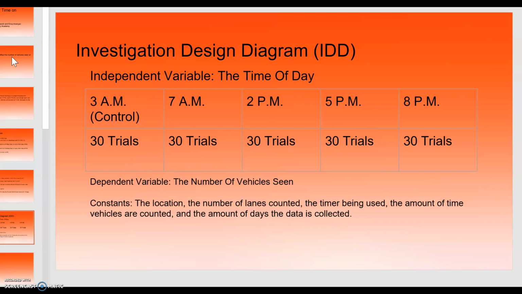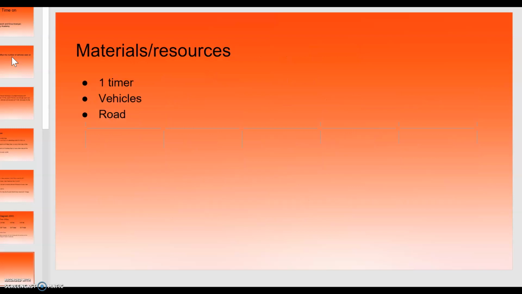Constants, location, number of lanes counted. You can see the rest of the constants there. I'd like to get through this a little bit quicker than the other one because you'll usually have about 3 minutes. Okay, materials, resources, one timer, vehicles, and road, and a couple of students from 632.